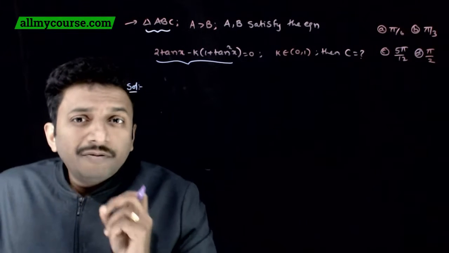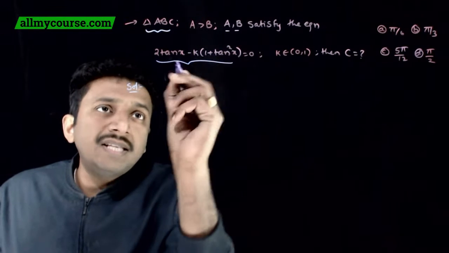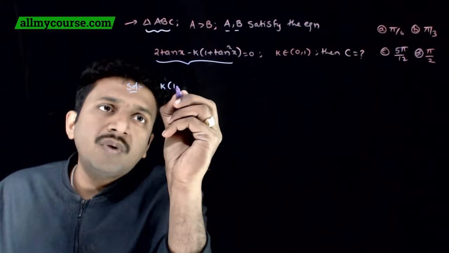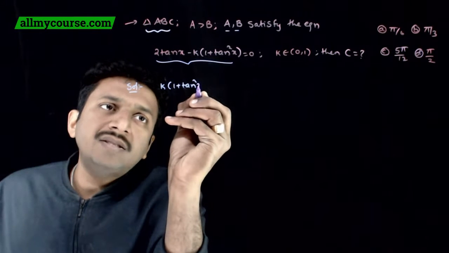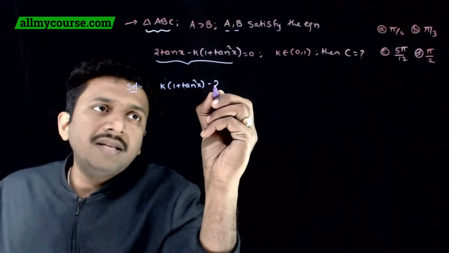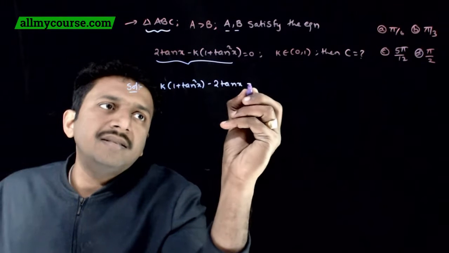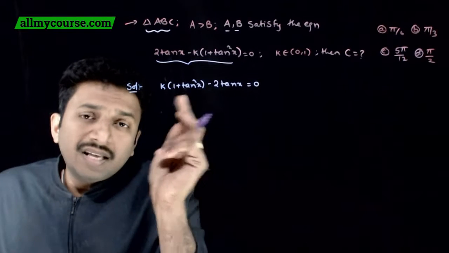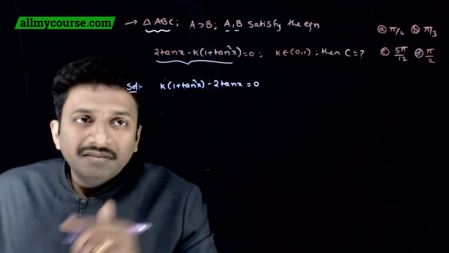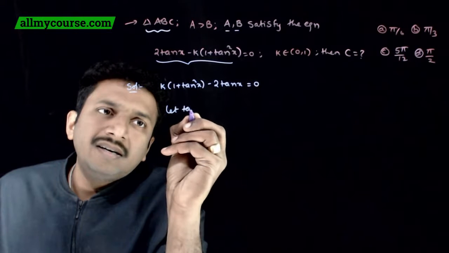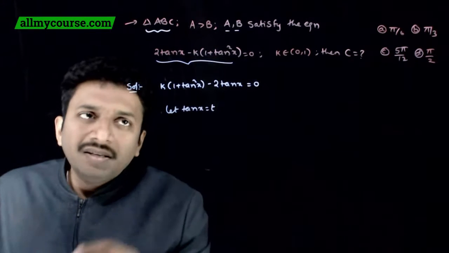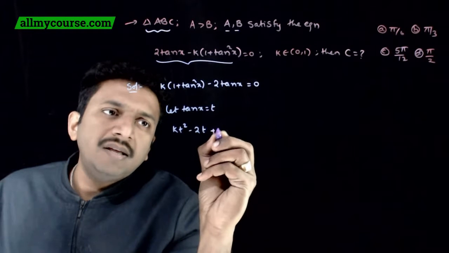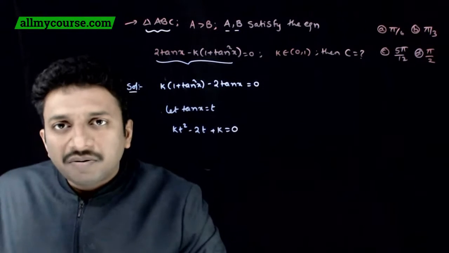So now the main information that's given in this question is A and B satisfy this equation. So this equation can be written as k times (1 plus tan square x) minus 2 tan x is equal to 0. This is a quadratic in tan. So let tan x be equal to t. So this equation becomes kt square minus 2t plus k is equal to 0.